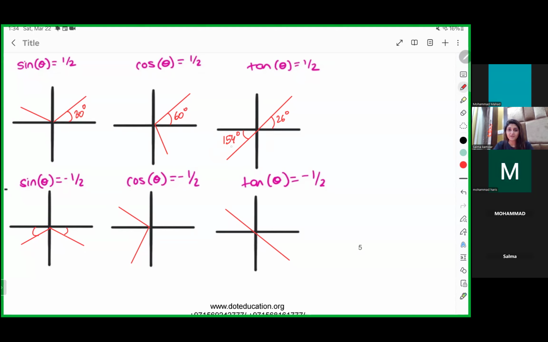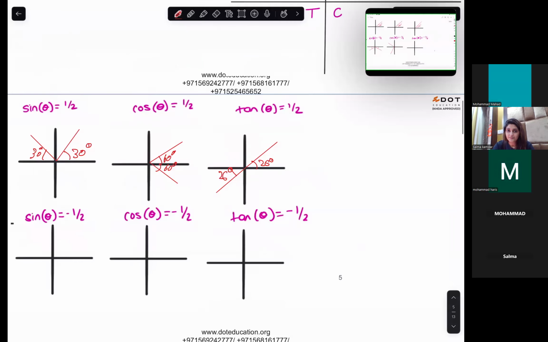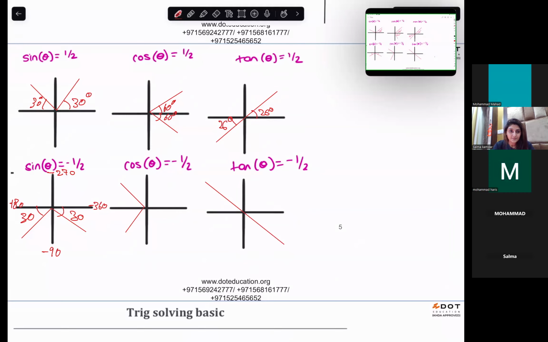Why do you find the other? 154, Mahat? Why 154? Just 26. Your theta is then the acute value towards your x-axis. Haris, very good. No, Haris, acute around the x-axis. Acute around the x-axis.